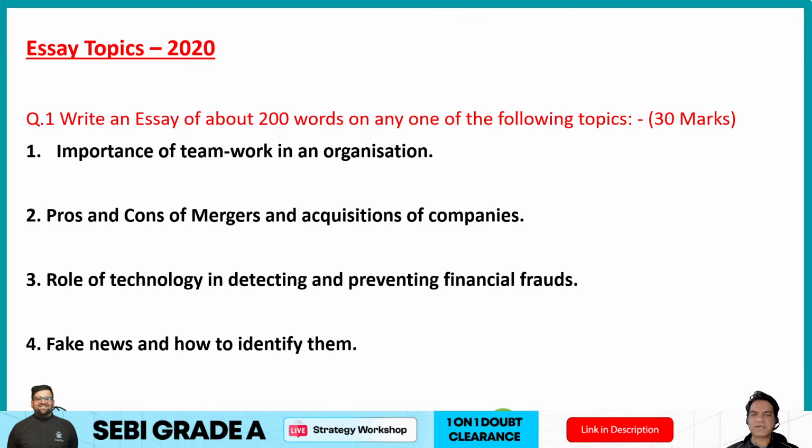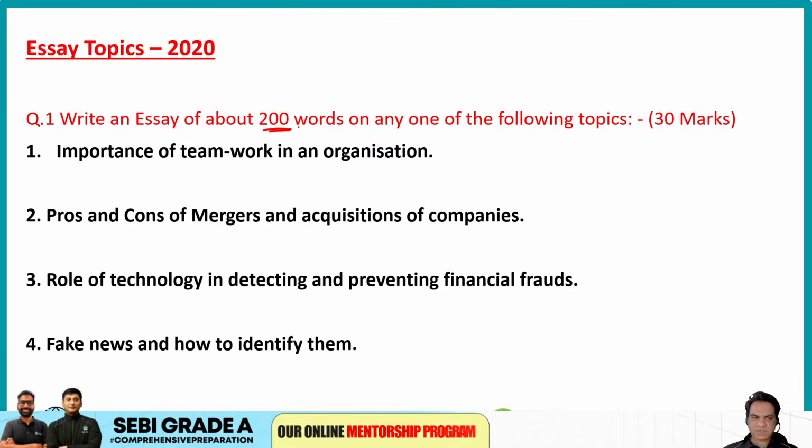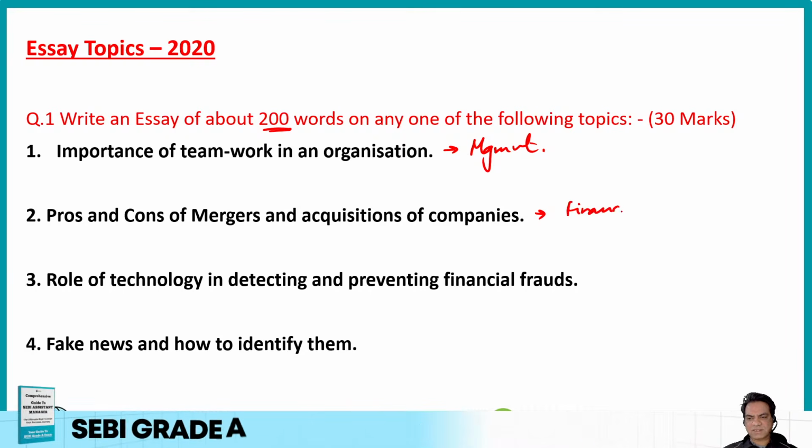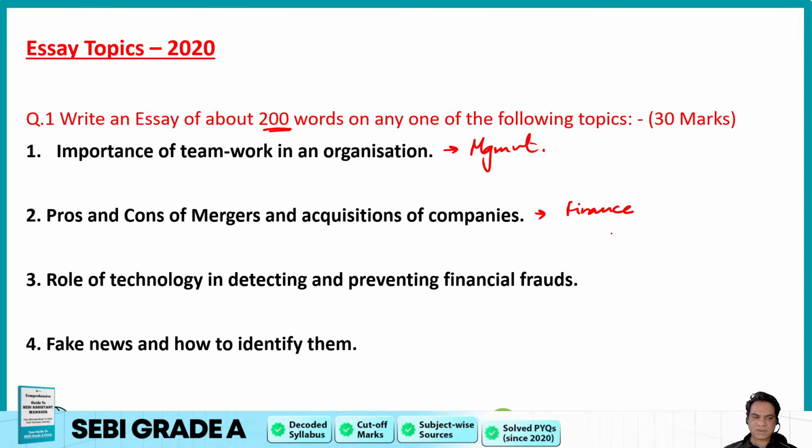Now let's look at the year 2020, guys. In the year 2020, the word limit was 200 words. The topics that were given were importance of teamwork in an organization. Now this was a topic based on management, which definitely does not require any data points. But look at this, guys. The second topic was pros and cons of mergers and acquisitions of companies. This topic was definitely based on finance, and it definitely required data points, statistics and reports.